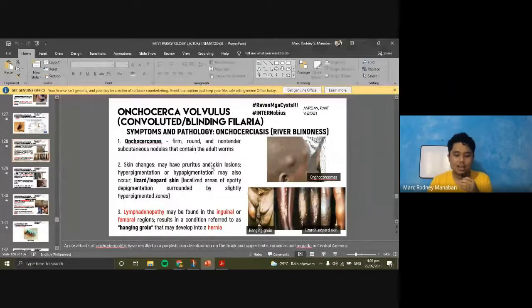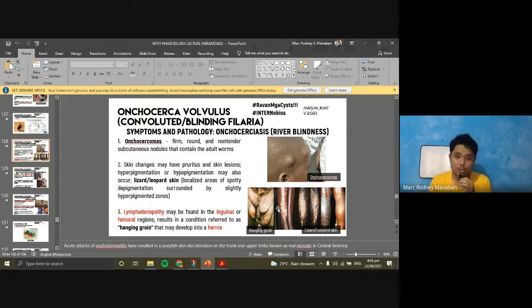Aside from that, they may also be hyper or hypopigmentation. Example of that is here, kani. All right, and this is described as having a lizard or leopard skin. There are localized areas of spotty depigmentation, meaning na yung mga light colors, and then the surrounding areas are hyperpigmented. Okay, so meron same sa leopard and yung mga spots, diba? Ganun. So leopard skin, lizard skin. Okay, hyperpigmentation or hypopigmentation.